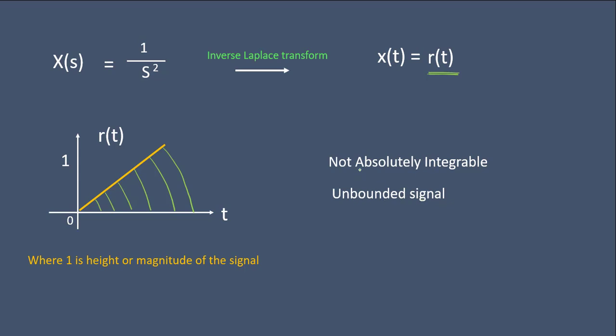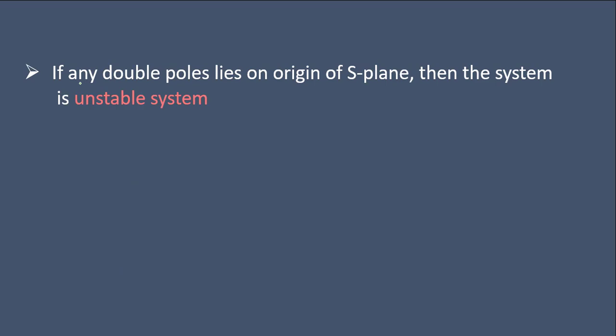So whenever the signal is not absolutely integrable or it is an unbounded signal, we can say if any double poles lie on the origin of the S plane, then the system is an unstable system. So a single pole at origin, the system is marginally stable, but if we have two poles at origin, then the system is an unstable system.